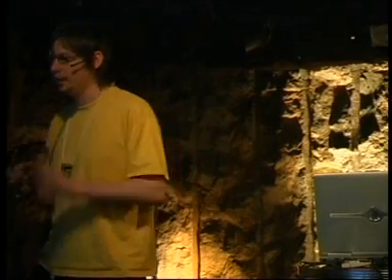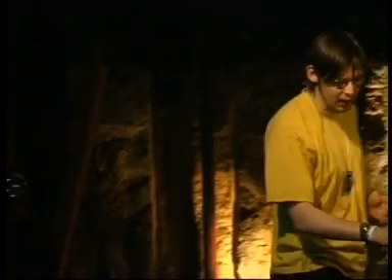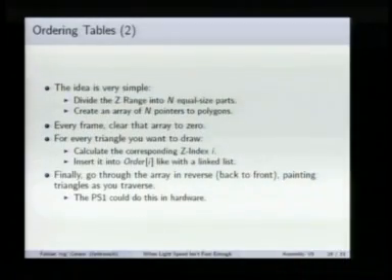So a few pointer accesses basically. And if you want to draw it, you go through that array in reverse, which is from back to front, and you paint the triangles as you go through the lists. The PS1 actually had support to go through such linked lists in hardware. So it was meant to do this ordering table stuff.